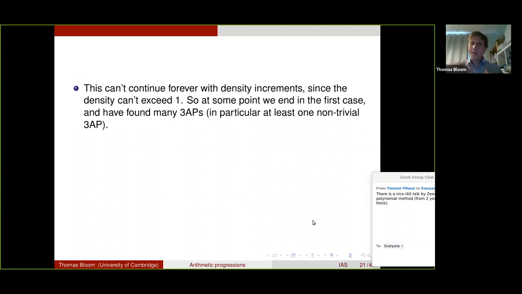And the point is you can't continue forever, because we have this trivial fact that, of course, the density of any set can't exceed one. So at some point we have to stop, and that means we end up with a set of roughly the same count of three-term progressions as in a random set. In particular, as long as we're not too sparse, that's going to be greater than the count of the trivial progressions. So we found at least one non-trivial progression.